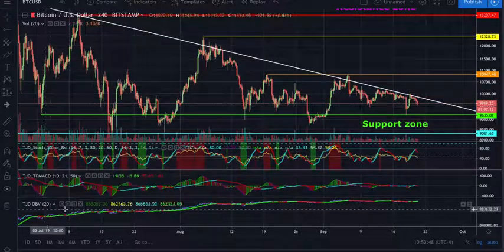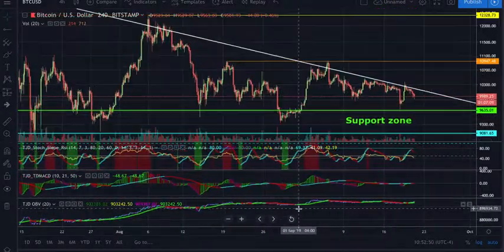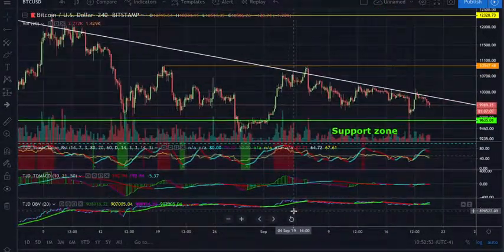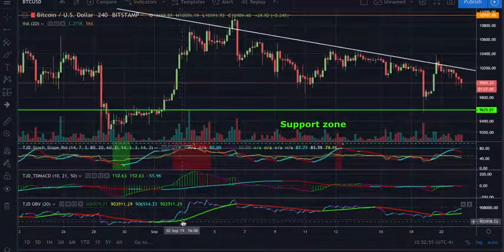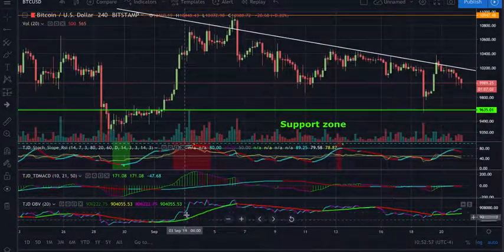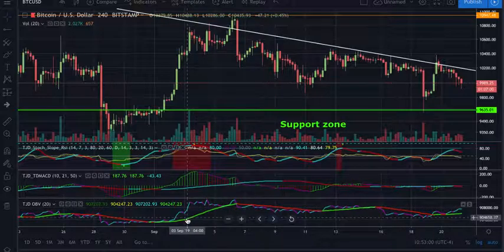And then last we have the TJD OBV, and that's our on balance volume. What that's doing here is it's going to show you with the blue and purple, are there more people buying or more people selling? If there's more people buying, it's blue.